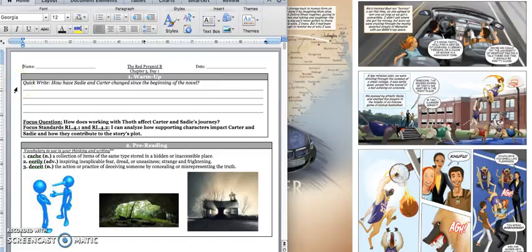It says, how have Sadie and Carter changed since the beginning of the novel? So you can think about how their setting has changed. You can think about what new skills that they've learned. You can think about what new information they've learned about themselves. Press pause to write down your answer and play when you're ready for the focus question.